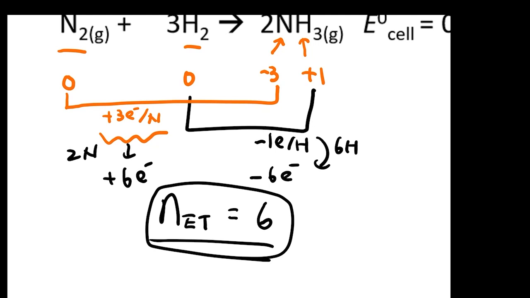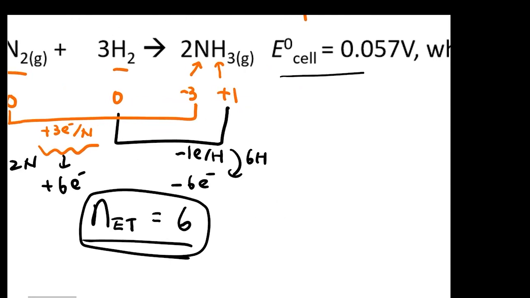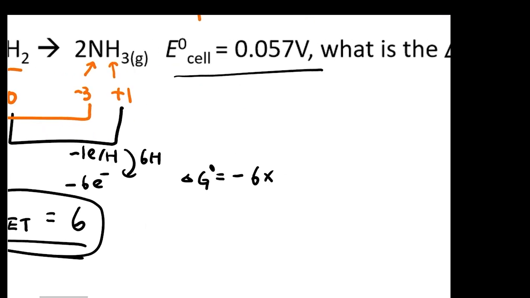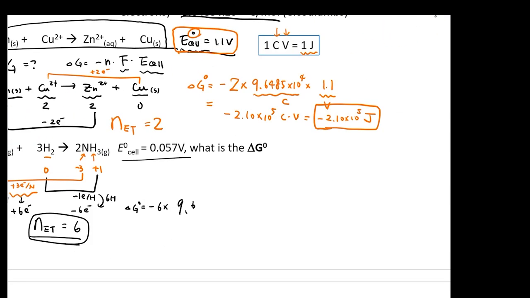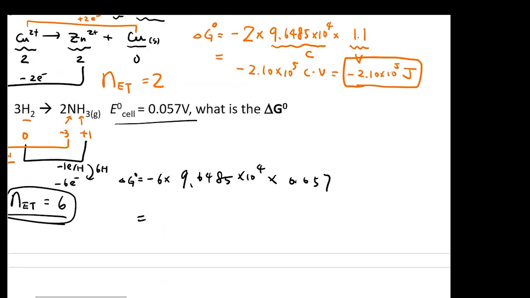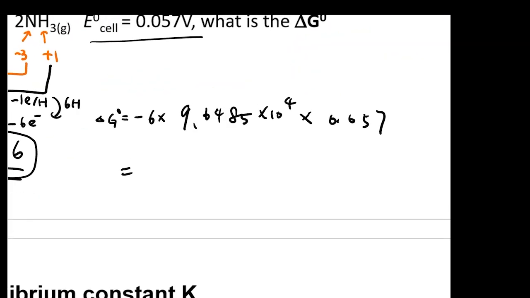Once you get that, you have your E naught cell here. Therefore, your delta G naught is simply equal to negative 6 times your Faraday constant, 9.6485 times 10 to the fourth power, times your E naught cell, 0.057 volt. By doing this simple calculation, you are going to get a number of negative 3.30 times 10 to the fourth power joule.